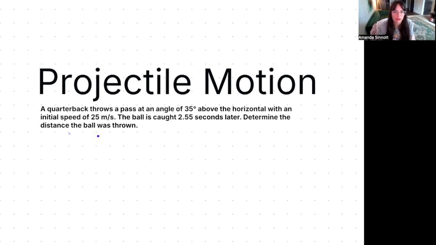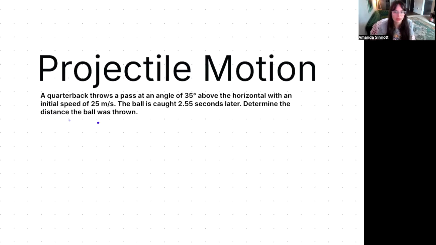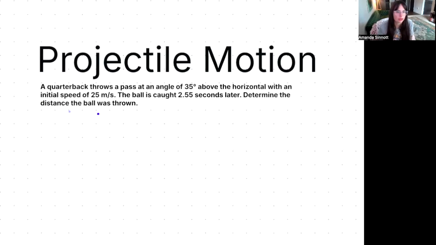All right, so before we solve it, let's find out what we are looking for. Determine the distance the ball was thrown. It tells us right here what we're looking for. We're looking for distance, or D. So D equals something is going to be our final answer.